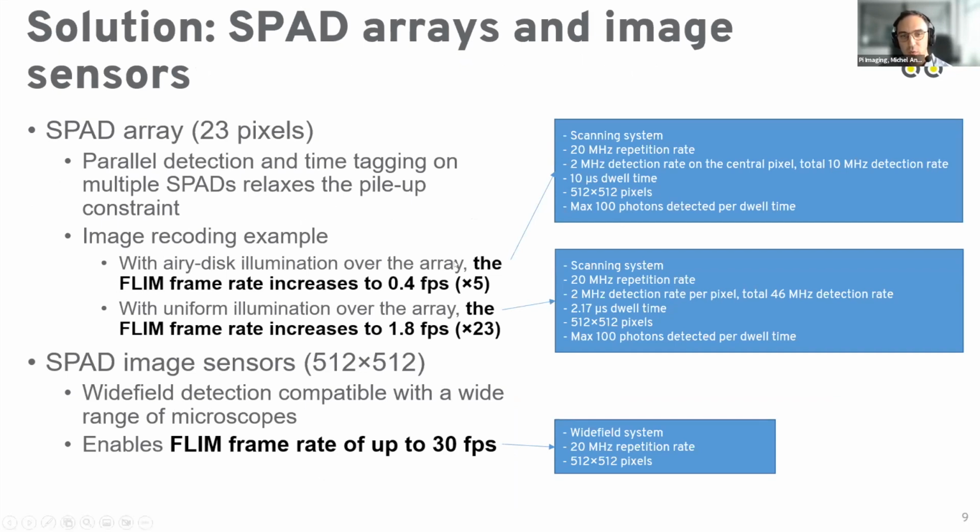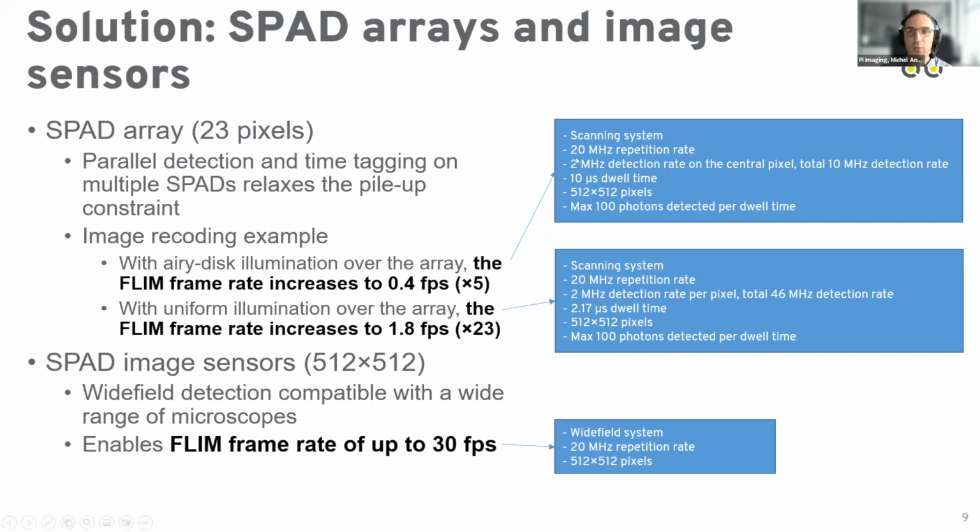Talking about two different illumination modes. The first one is the classical illumination mode, where we would just open a bit the pinhole or even close it, and we would have airy disk illumination. We approximate that in this mode, the central pixel would receive around 20% of light. The remaining pixels would receive 80% of the light.